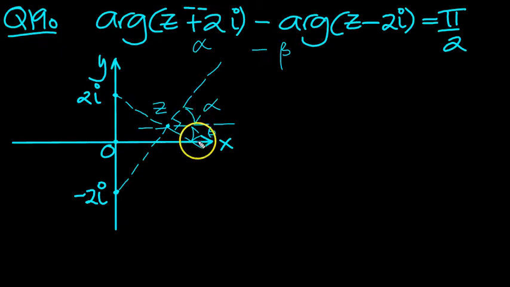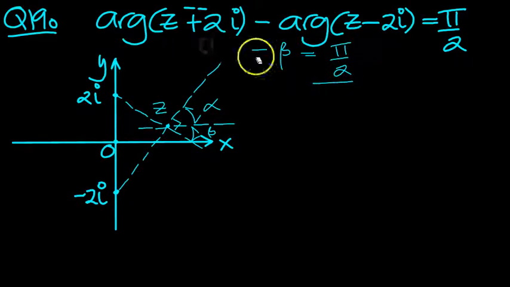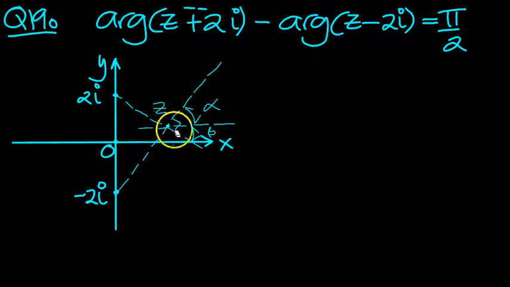So alpha minus beta, that angle there minus the angle beta. Now beta is a principal argument, so beta is negative. So basically you're just adding these two angles up together, really, in terms of their absolute values, and you get pi over 2 or 90 degrees. So I hope you can see that. So basically what it's saying is the angle between the scissors is 90 degrees.